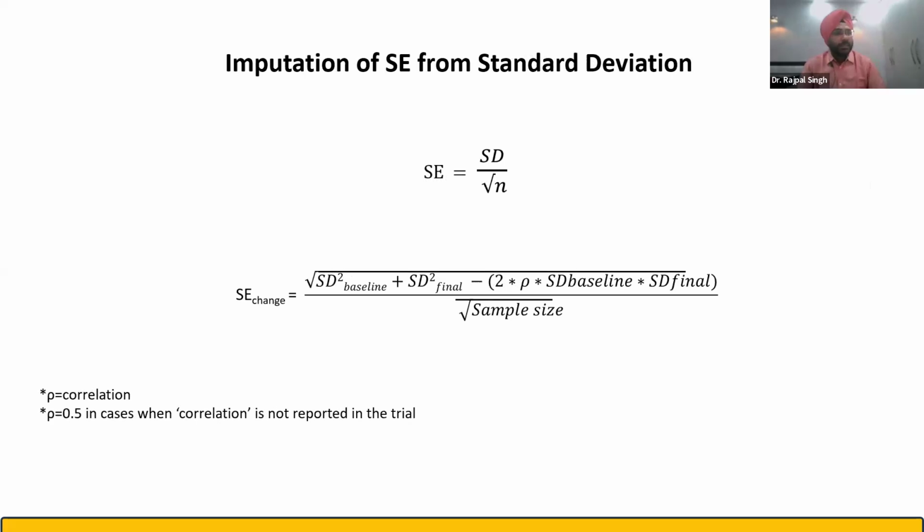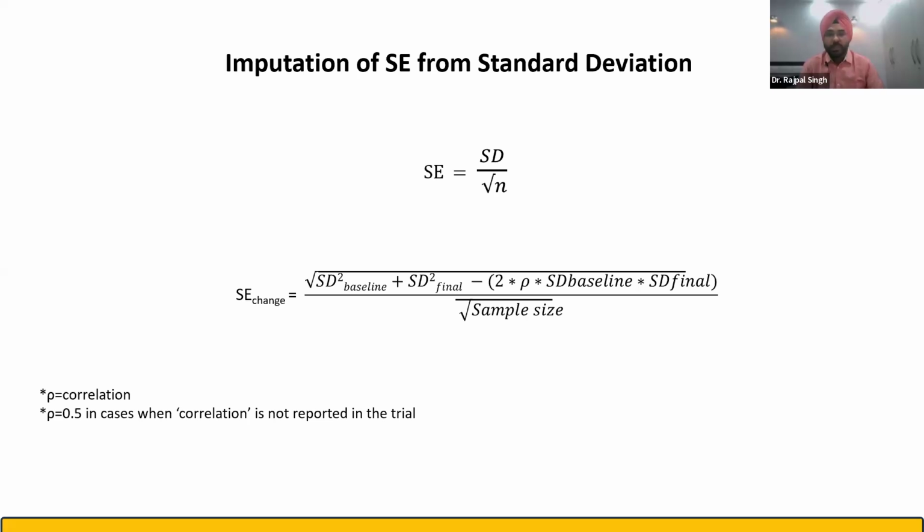If standard error is not reported but standard deviation is reported, then to calculate standard error, standard deviation is divided by the square root of the number of participants in that treatment arm. And if you need SD, similarly, you can multiply standard error with the square root of the number of participants in that treatment arm.